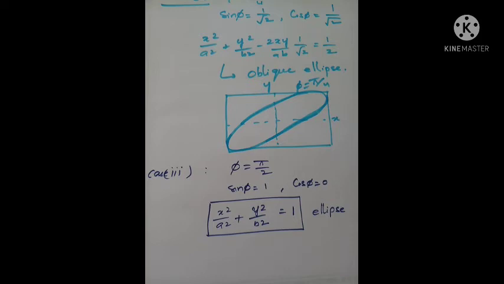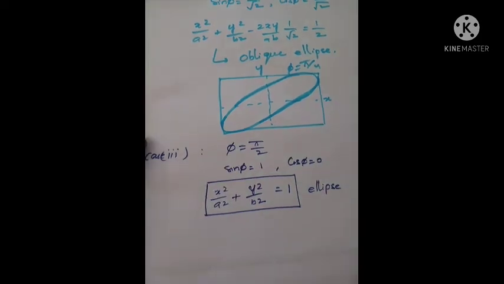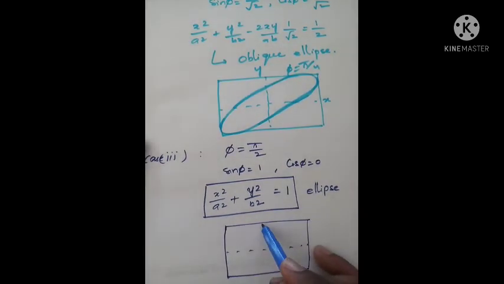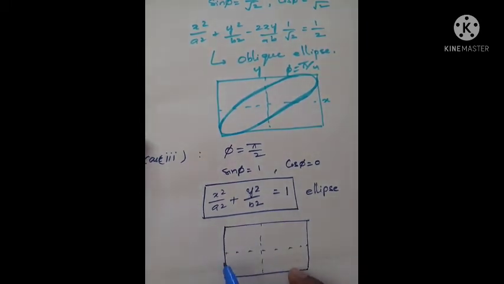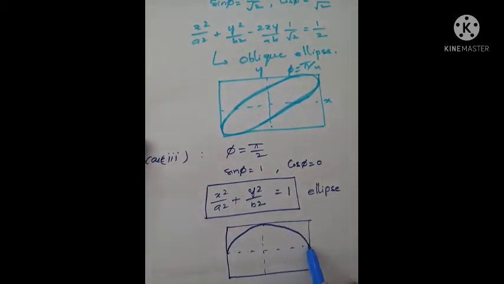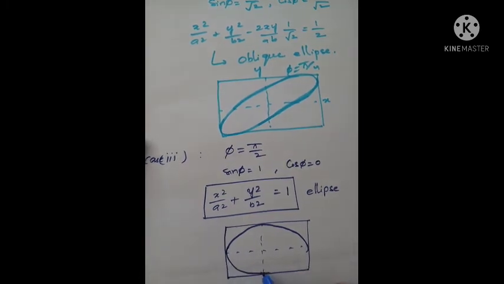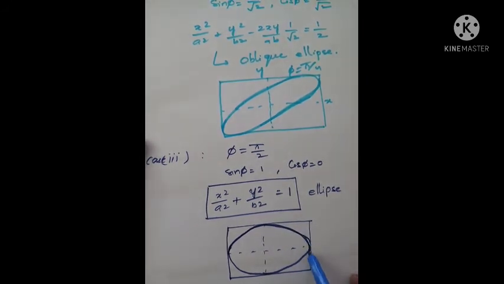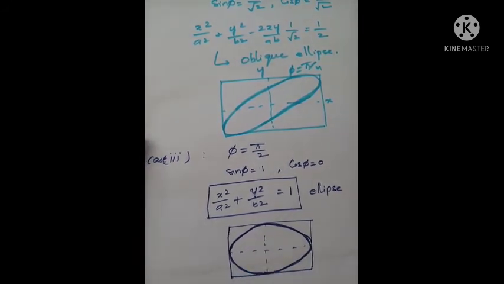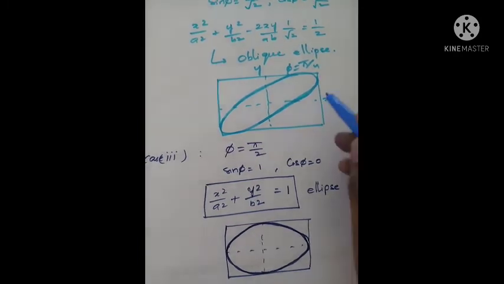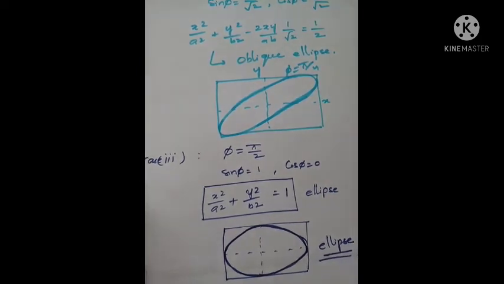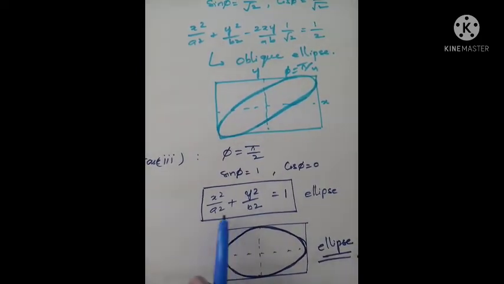Now the axes coincide with the coordinate axes, and the picture is like this. This represents an ellipse. This is not an oblique ellipse, this is an ellipse only. Now case 4, let us assume a equal to b.